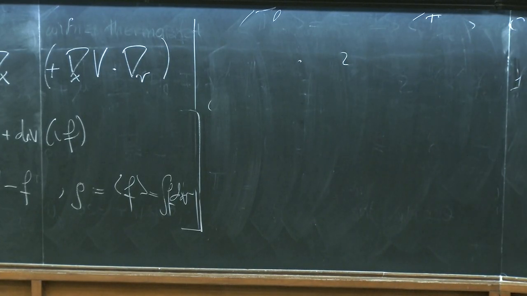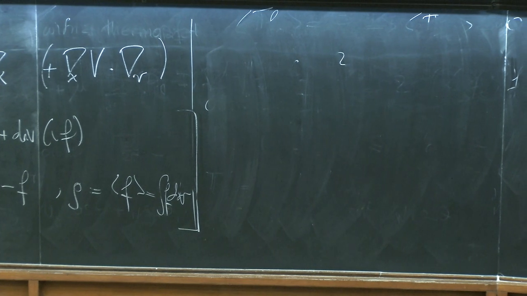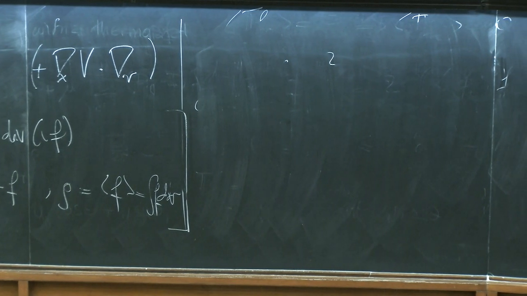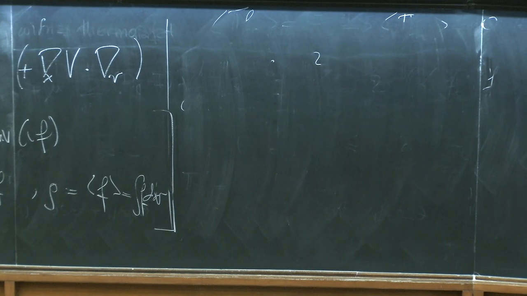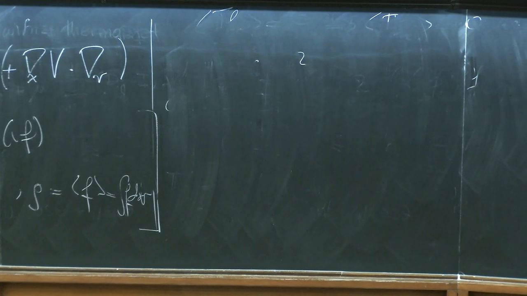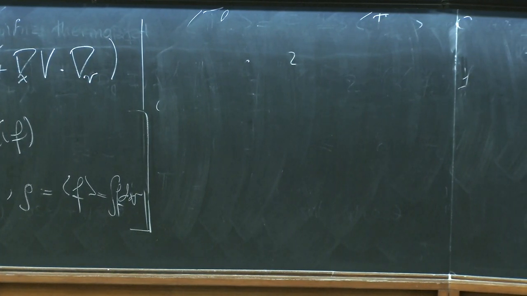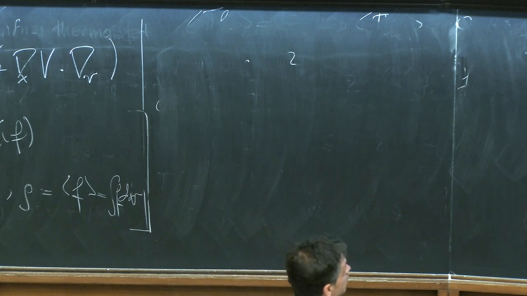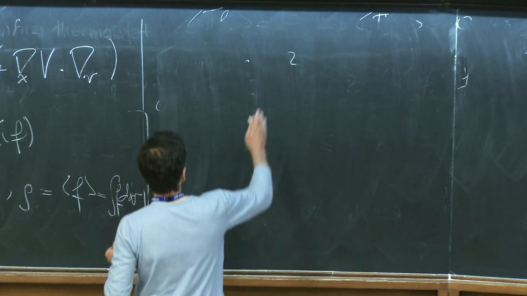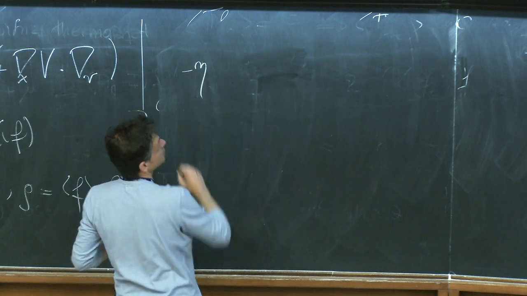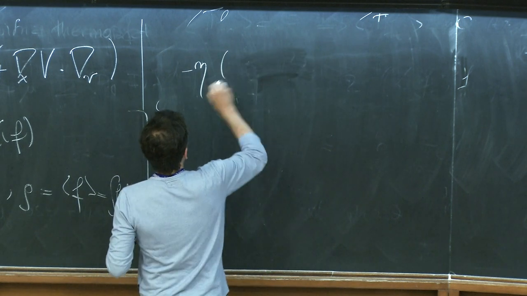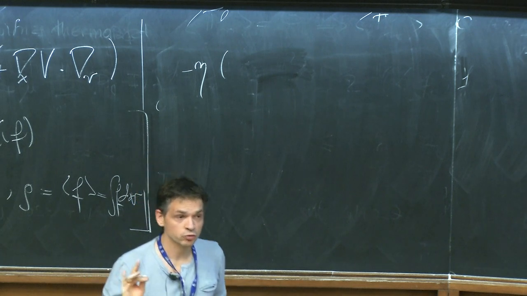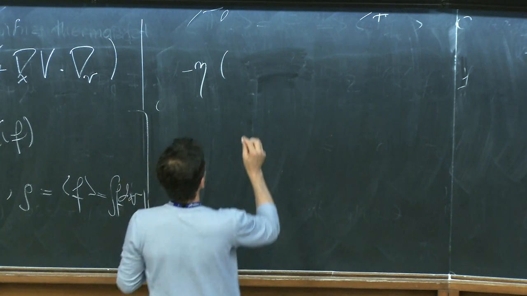So the proof, now I just want to show you how to manage the good term, how to get some information on the projection. So it comes from this term. So we write it minus eta, and I consider the torus in order to simplify the discussion.